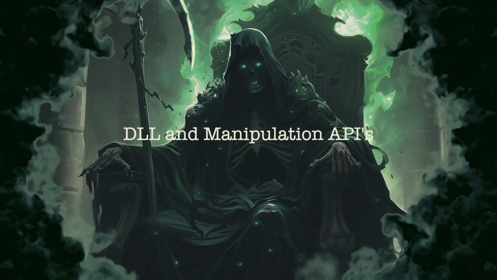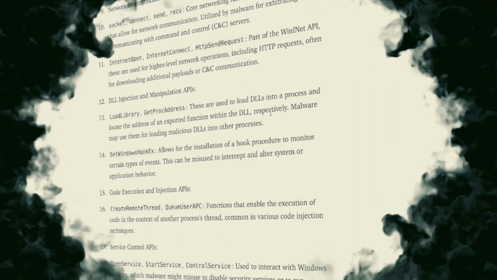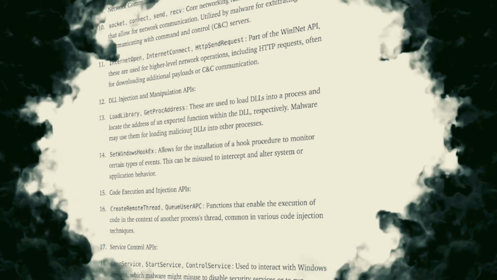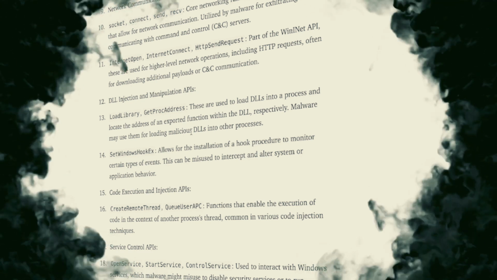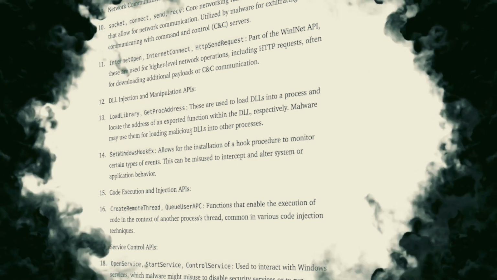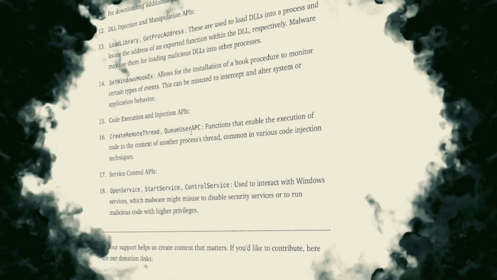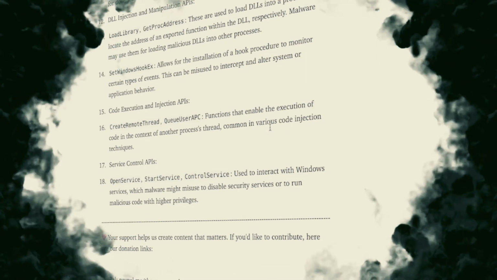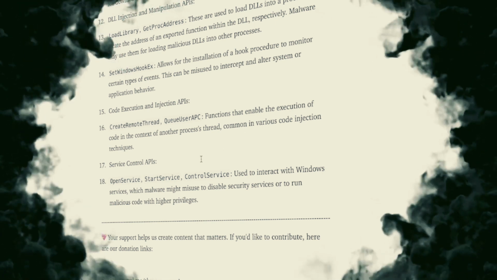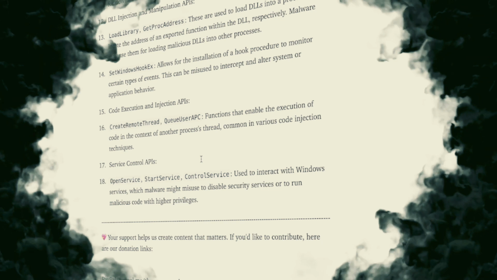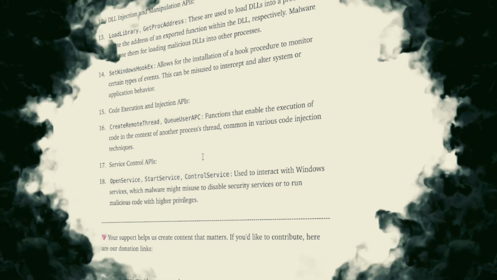These are used to load DLLs into a process and locate the address of an exported function within the DLL, respectively. Malware may use them for loading malicious DLLs into other processes. Code execution and injection APIs. Functions that enable the execution of code in the context of another process's thread, common in various code injection techniques. Service control APIs, used to interact with Windows services, which malware might misuse to disable security services or to run malicious code with higher privileges.